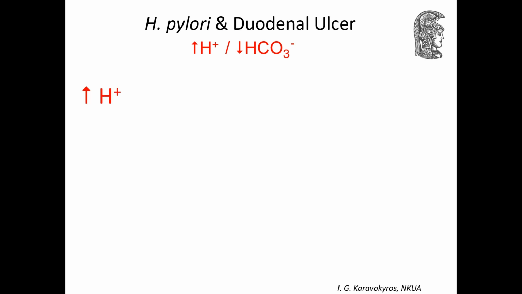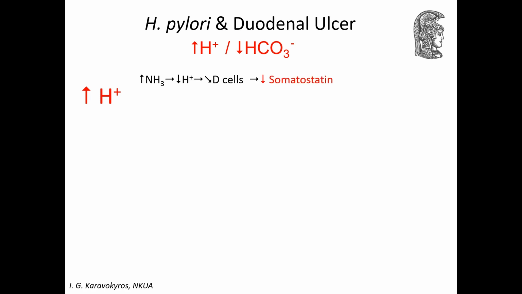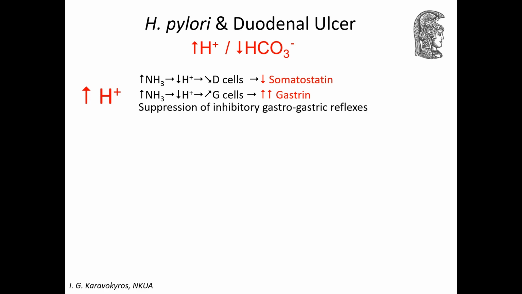Infection by Helicobacter and inflammation of the gastric antrum increases acid secretion through many pathways. The local neutralization of acid by ammonia prevents the stimulation of D cells, resulting in the non-production of somatostatin. Similarly, it maintains stimulation of G cells, resulting in hypergastrinemia and eventually hyperacidity. At the same time, it suppresses the normal inhibitory neural reflexes of the antrum on fundic parietal cells.